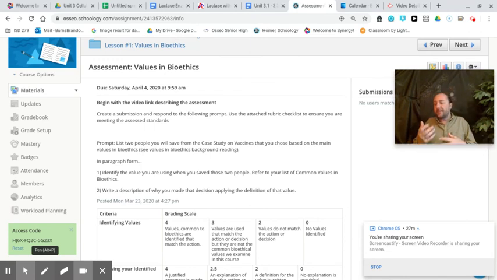Okay, the values don't necessarily have to be different, but it would be better. I would be able to give you more feedback if they were different values as well. So pick the person. So you'd say, I want to save the nurse. And I want to save him because he can do da da da da da. So you'd identify the person, identify the value, saving them for services they can provide, whatever. Then write a description of why you made that decision, but you have to apply the definition of the value.